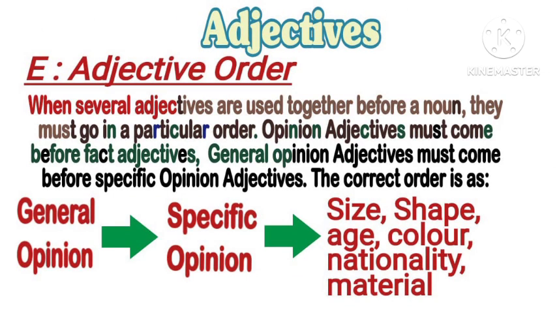Adjective order. When several adjectives are used together before a noun, they must go in a particular order. Opinion adjectives must come before fact adjectives. General opinion adjectives must come before specific opinion adjectives. The correct order is given as 1. General opinion. 2. Specific opinion. It means general opinion should come before specific opinion. Then comes size, shape, age, color, nationality, and material.